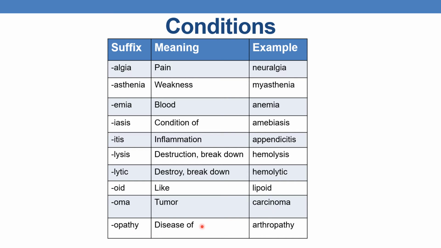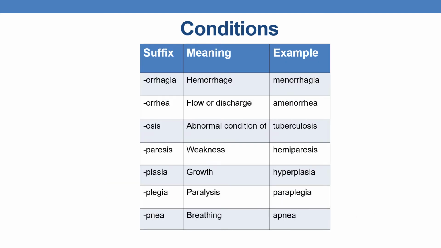Opathy means related to disease of. Orthopathy means disease of joints. Ortho means joints, opathy means disease of. So orthopathy means disease of joints. Rrhagia means hemorrhage. Example: menorrhagia. Rrhea means flow or discharge. Example: amenorrhea.